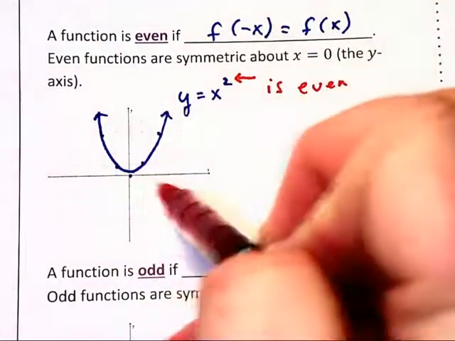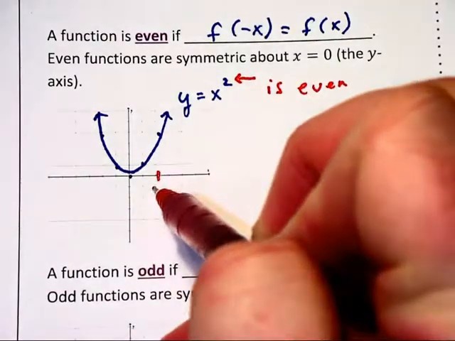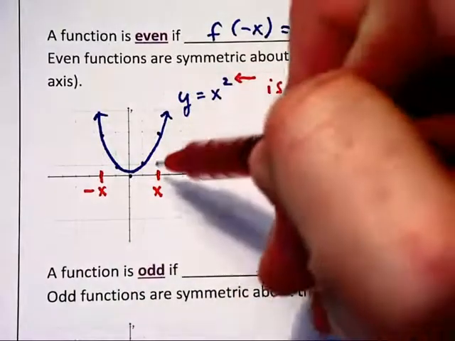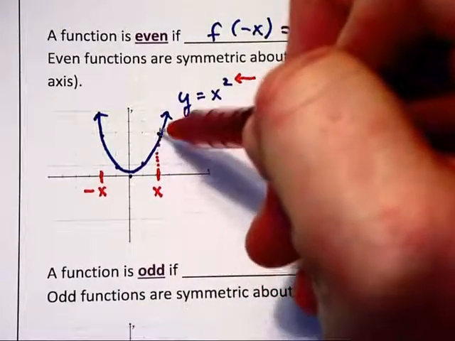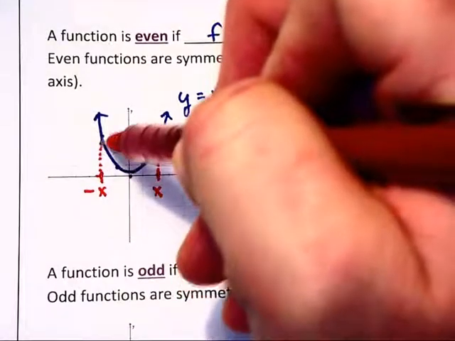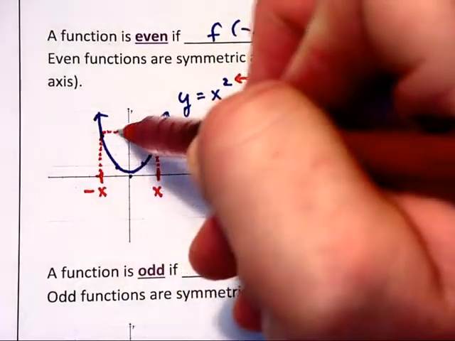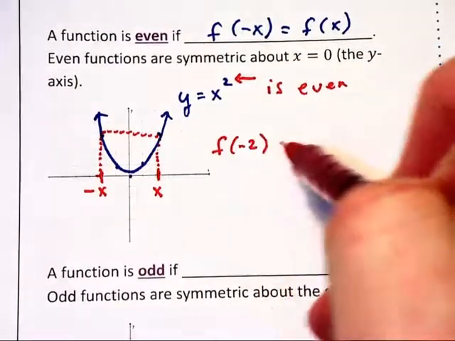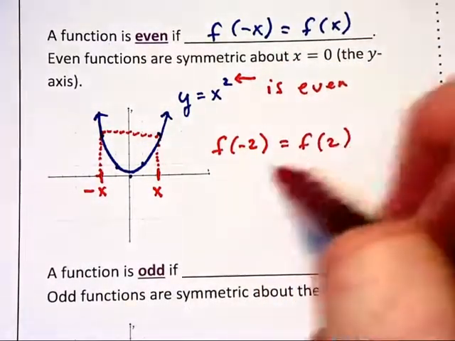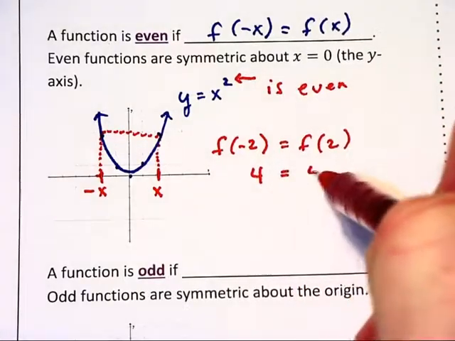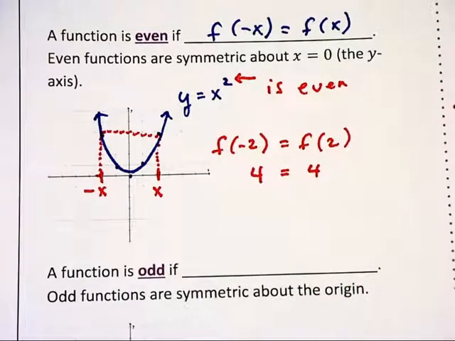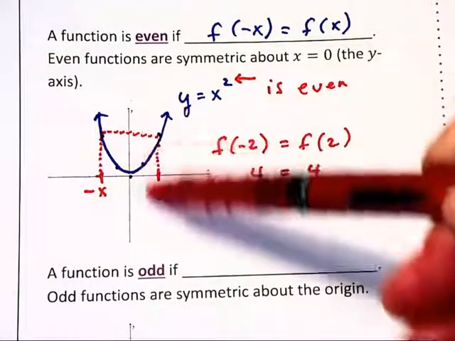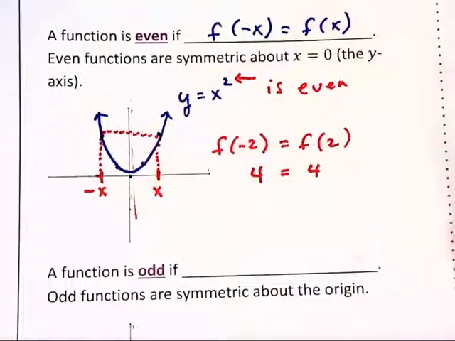Now, let's go 2 units to the right to an x value and 2 units to the left to its opposite, which I'll call negative x. Both of these, when you look up at the graph, go up to 2, 4 and negative 2, 4. They both have the same height. In other words, f of negative 2 is equal to f of 2. 4, the height on the left, is equal to 4, the height on the right. And it turns out that all even functions, as we have here, are symmetric about the y-axis.